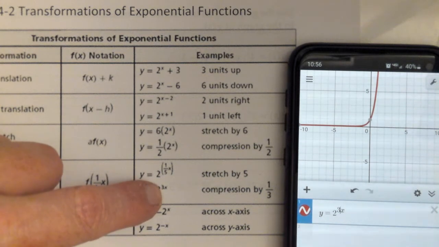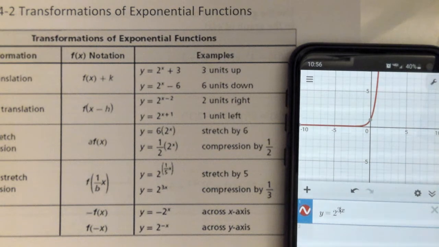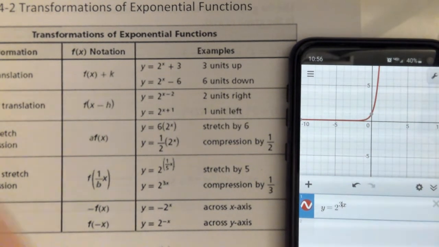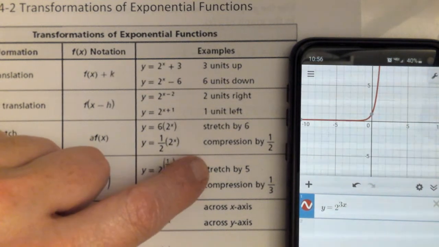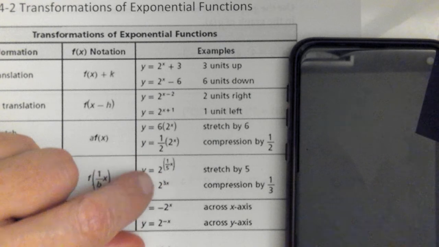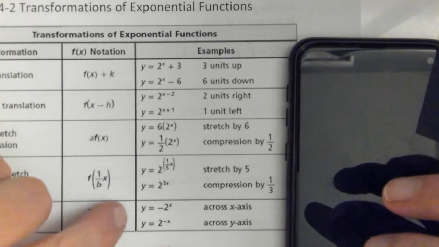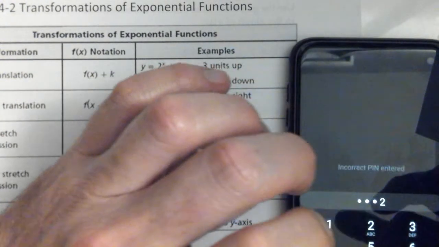Like here we multiplied it by 3, and it was compressed by a factor of 1/3. Compressed horizontally by a factor of 1/3. So keep that in mind with the horizontal stretching and compression. Whatever you multiply by, the factor is going to be the reciprocal of that number. Flip the fraction.